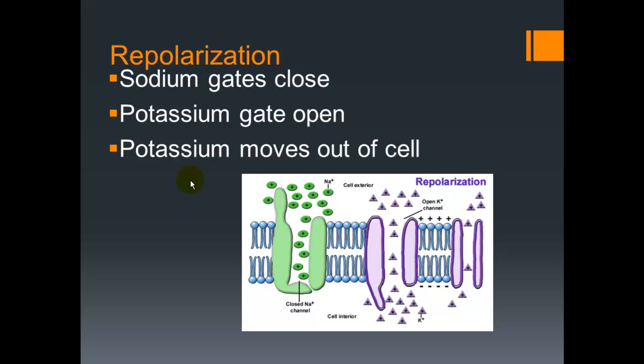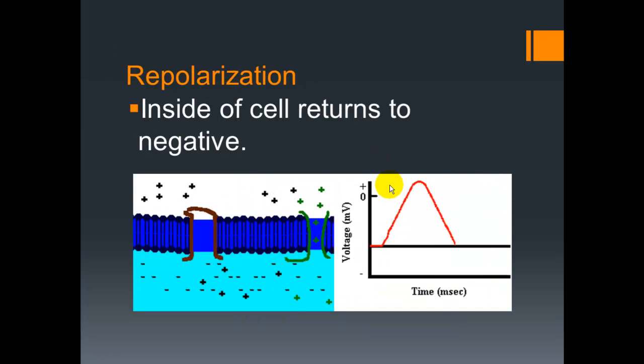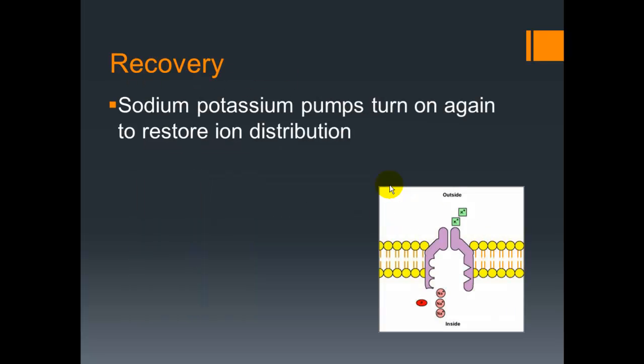Once the neuron has reached positive 40 on the inside, the sodium gates will close and potassium gates will open, and now potassium is going to move out. So sodium channels are now closed, and this is the cell interior. Repolarization, the inside of the cell is going to return to negative. So we went up to positive 40, and now we're going back down to negative 65. So it's returning, it's repolarizing.